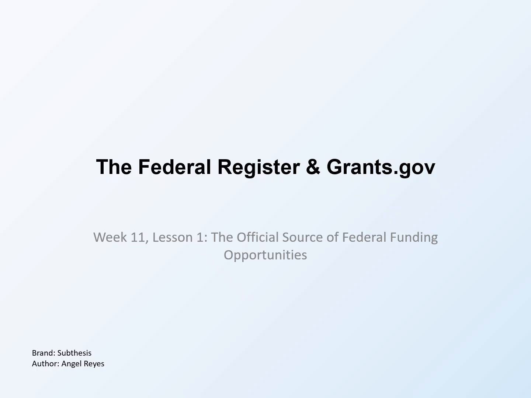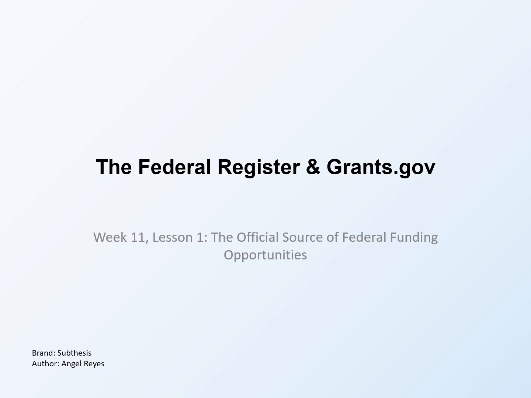The Federal Register and Grants.gov are the two primary systems you must master. The Federal Register is where all funding opportunities are officially announced. Grants.gov is where nearly all federal grant applications are submitted. These systems work together to create the infrastructure for federal grant seeking.